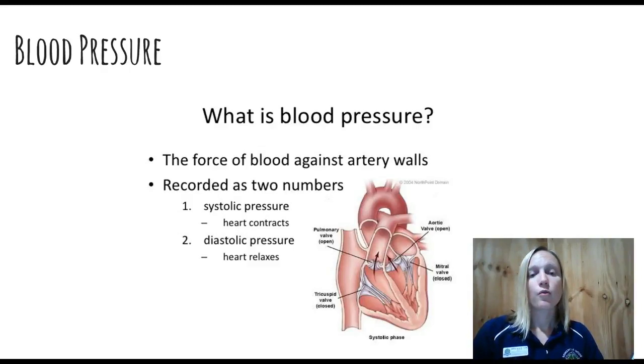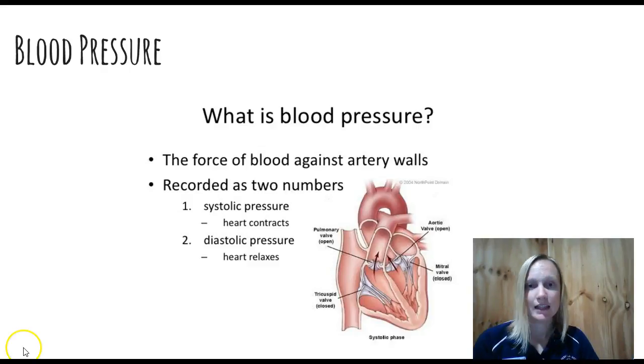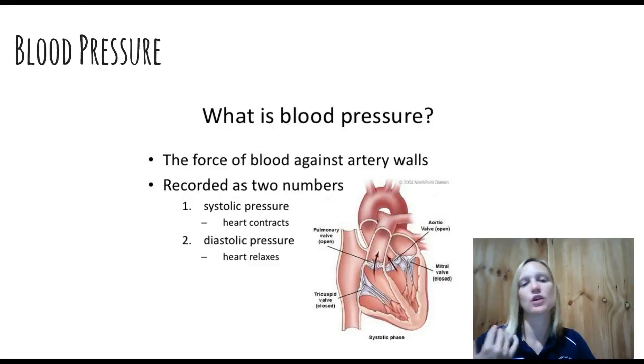So when we record blood pressure, you may have had this done to yourself, or maybe you've seen somebody at the doctor have this done to them. They put that blood pressure cuff on, and then they'll put a stethoscope on the inside of your elbow and listen to certain beats, essentially. Now, this measures the systolic and the diastolic pressure within your system.